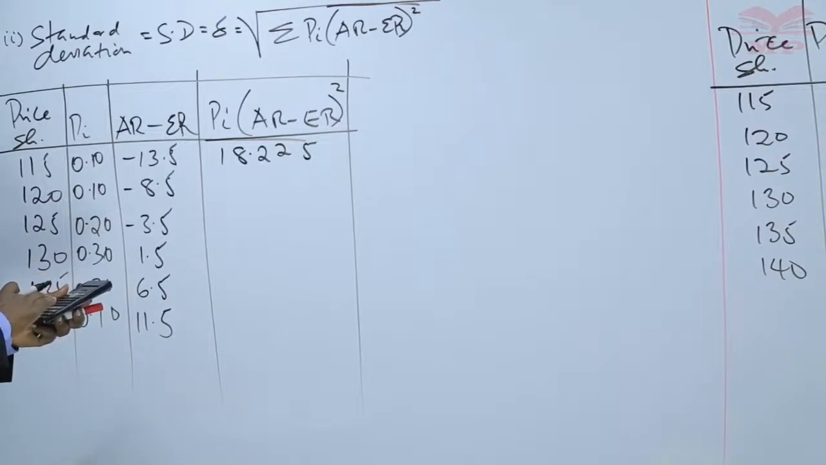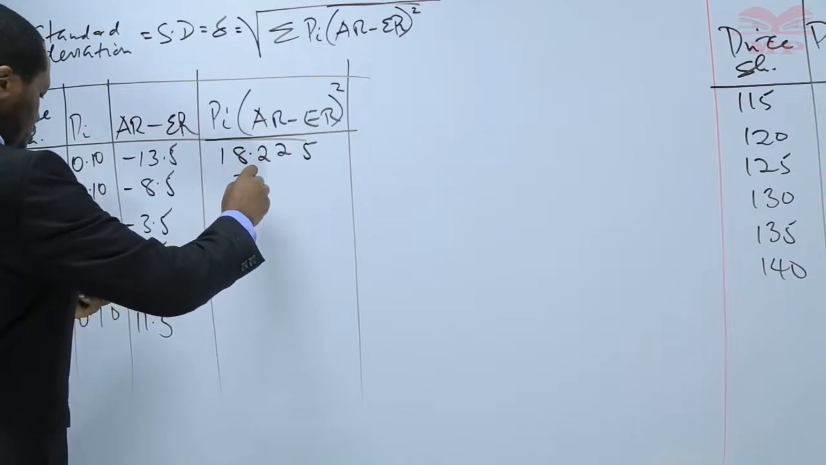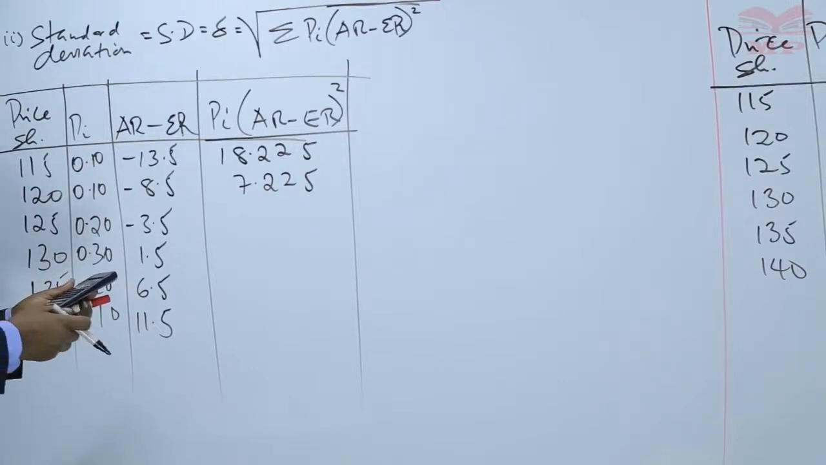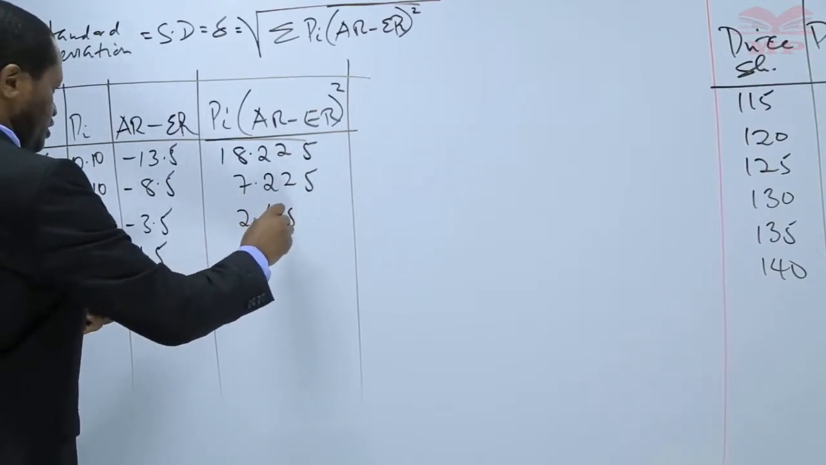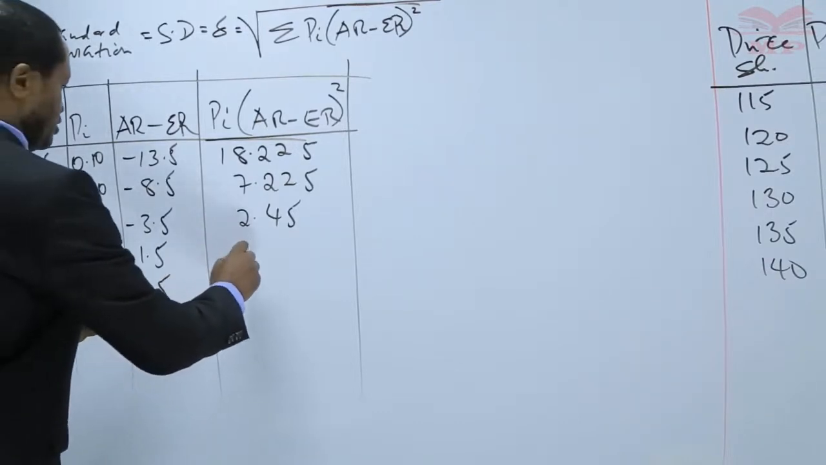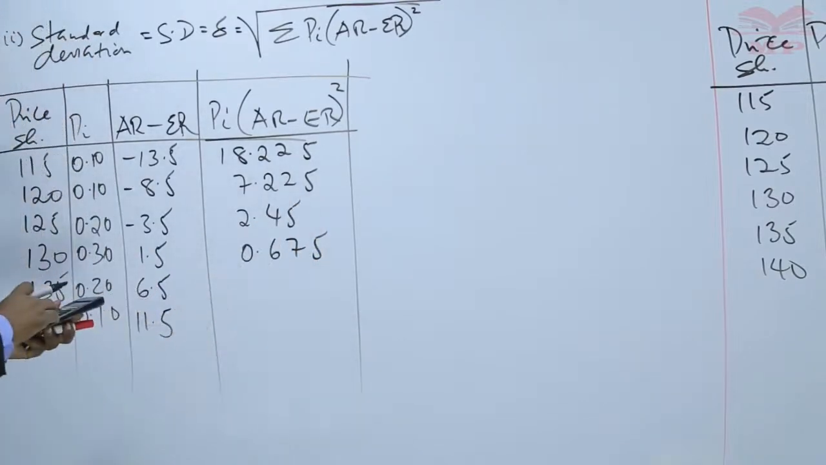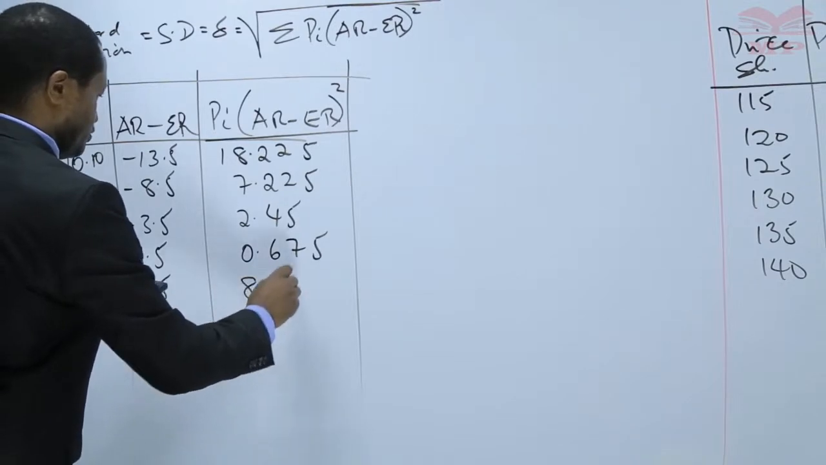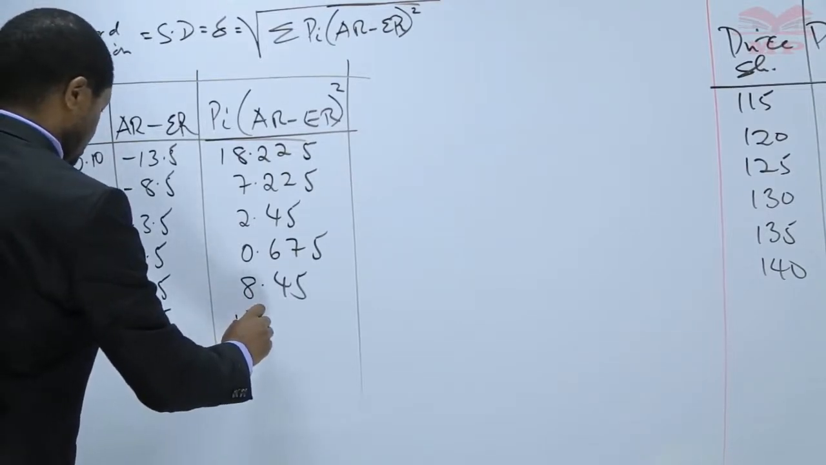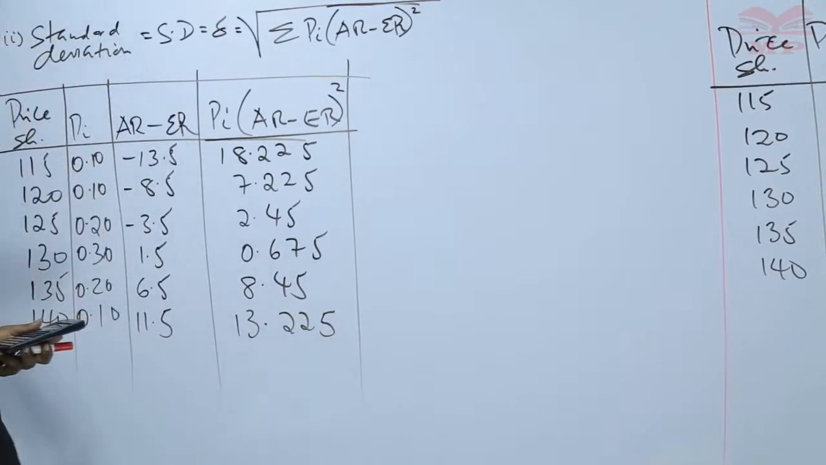Next, I have 8.5 squared times 0.1, 7.225. Next, 3.5 squared times 0.2, 2.45. Next, I have 1.5 squared times 0.3, 0.675. Next, 6.5 squared times 0.2, 8.45. Lastly, 11.5 squared times 0.1 is 13.225. So we get the summation.